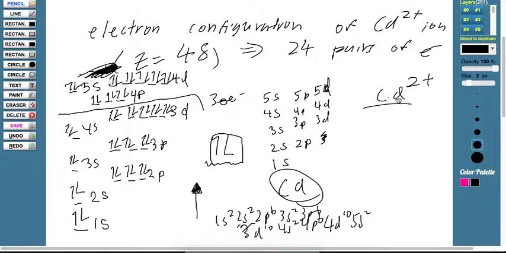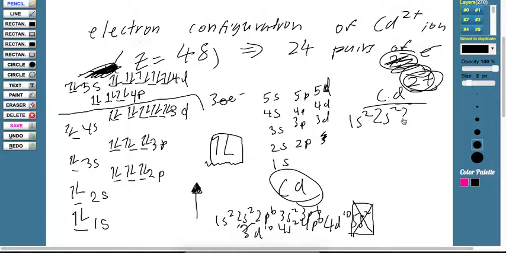So when we have a cadmium with 2+, we know that it's going to lose electrons. If it's 2-, it would be gaining electrons, but we have a 2+, so it's going to be losing 2 electrons. And we want to take them from the highest energy sublevel. In this case, it's going to be the 5s2. And since it only has 2 electrons, we're getting rid of both of them. So what we end up with is 1s2, 2s2, 2p6, 3s2, 3p6, 3d10, 4s2, 4p6, 4d10.